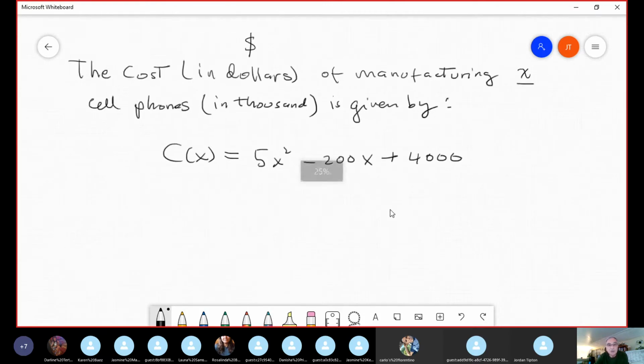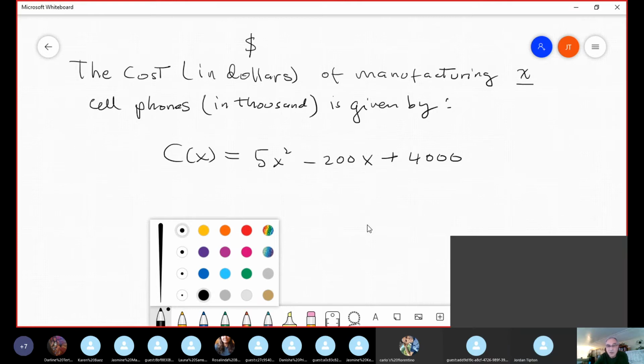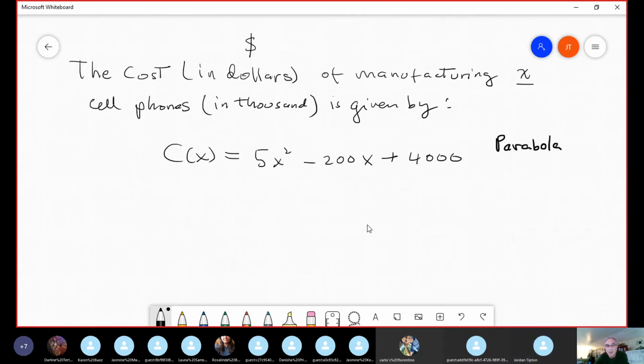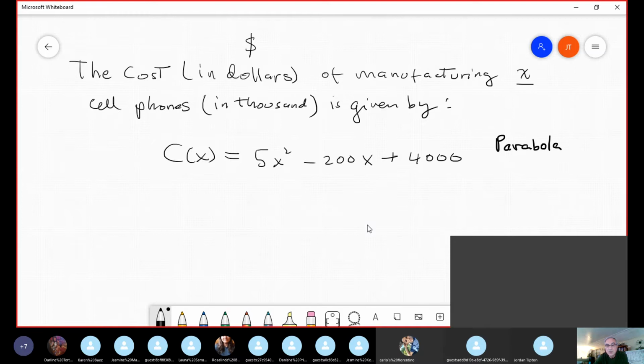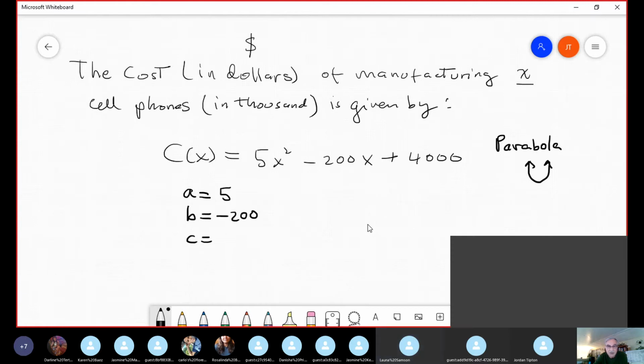So my question is, is this a quadratic function, yes or no? Yes, it is a quadratic function. So is this a parabola? Yes. Does this parabola open up or open down? Up. How do you know it's up? Because A is positive. A is 5, B is negative 200, and C is 4,000.